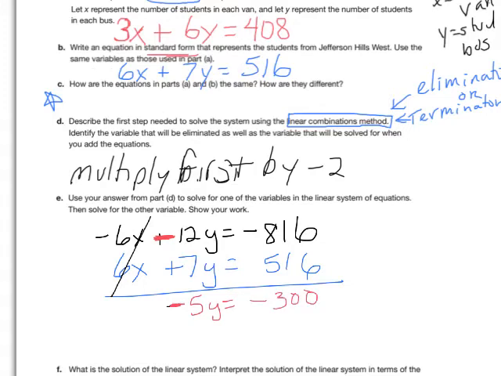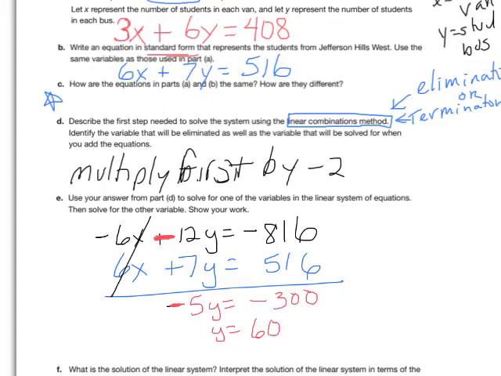So 5 times what is 300? Well, 5 times 6 is 30. So I'm going to think it's 60. And notice that 60 is positive because positive times negative is negative. So this has to be positive because when you multiply by negative, you got to get a negative. So y is 60. So this tells you that there can be 60 students in the bus.